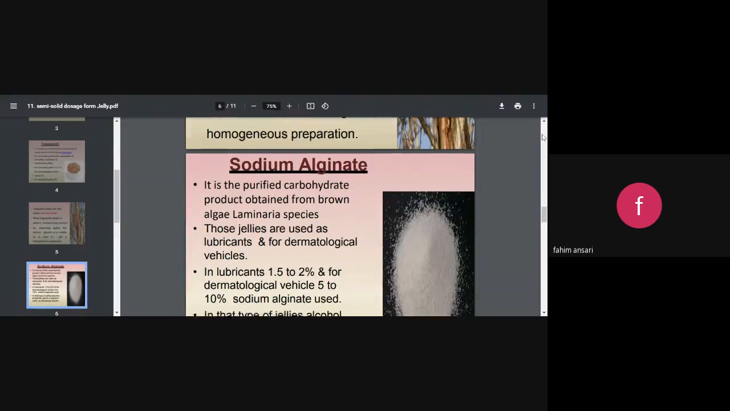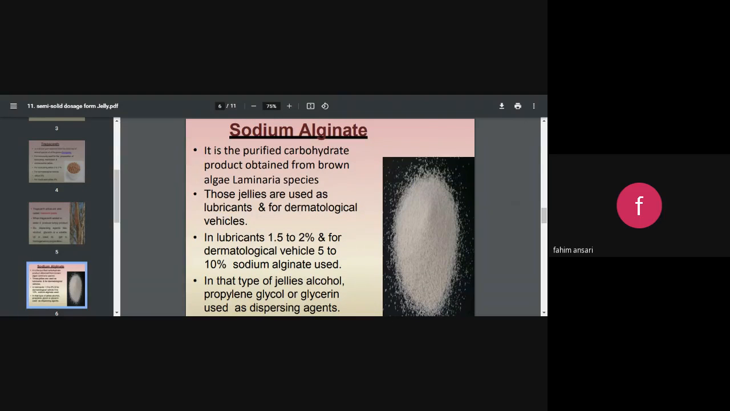Next is sodium alginate. It is a purified carbohydrate product obtained from brown algae, Laminaria species. These jellies are used as lubricating and dermatological preparations. They are used in the range of 1.5 up to 10%. For lubricating jellies, the range is 1.5 to 2%, and as a dermatological vehicle it can be used at 5 to 10%.